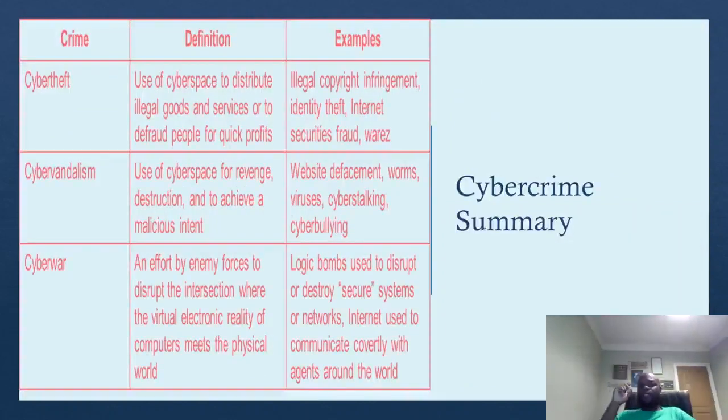So our cybercrime summary: we talked about cyber theft. What is it? Using cyberspace to distribute illegal goods and services, to defraud people, to get a quick profit. Cyber vandalism is only for revenge. You don't care about money. You're just trying to diminish or hurt somebody. And in cyber war, an enemy is trying to disrupt the way of life for people on computers, online, and usually where that electronic reality of computers meets the physical world. That is cyber war.